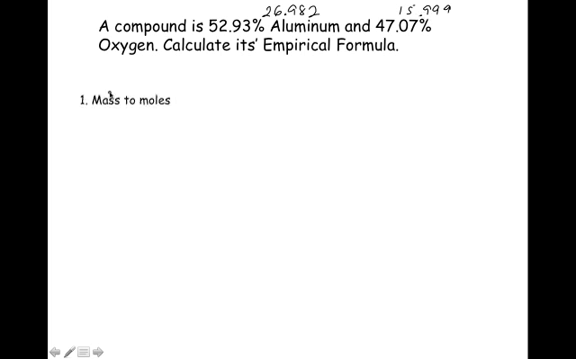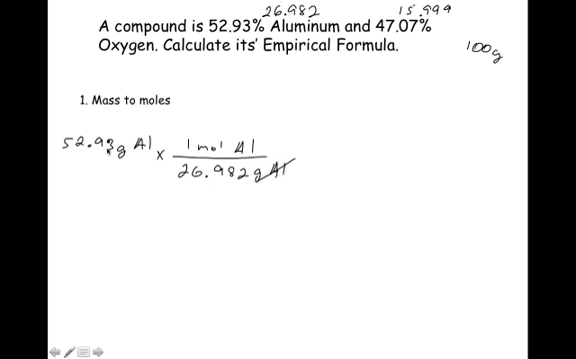So let's do our steps, mass to moles. Again, we have percentages here. That's okay because we're going to assume we have 100 grams. If we have 100 grams and 52% is aluminum, then we have 52.93 grams of aluminum. So write that down, 52.93 grams aluminum. Convert that into moles. 1 mole of aluminum has a molar mass off the table of 26.982 grams aluminum. Grams will cancel grams. That's going to give you 1.962.